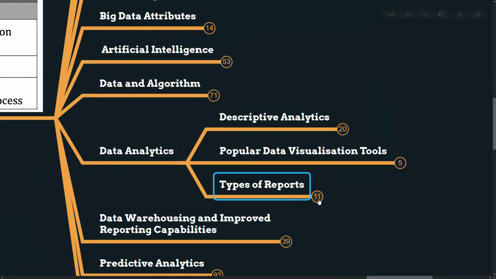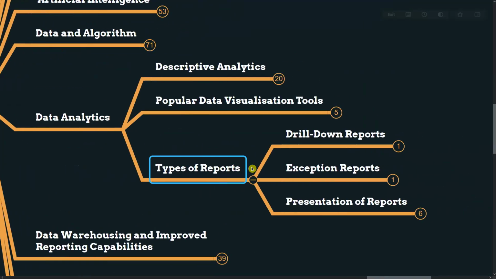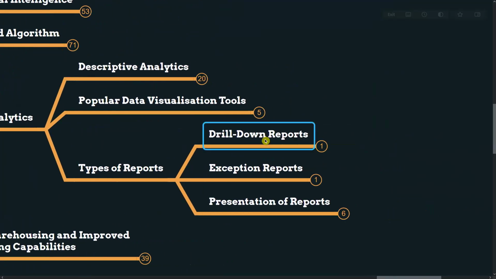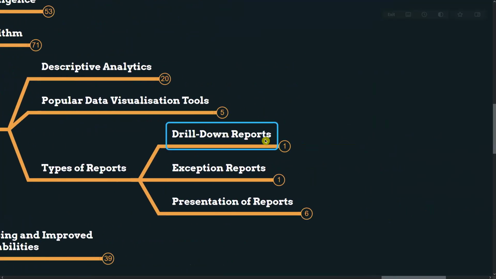And within these tools, guys, we can have several kinds of reports. One of the important ones is drill down reports, along with exception reports and presentation reports. Drill down reports are very, very famous, and I am also very keen to use them for our company purposes. It means from the high level to the minimum transaction level, we can go through the reports.